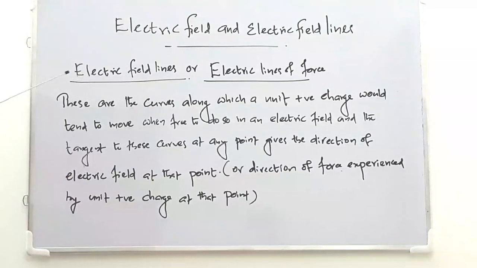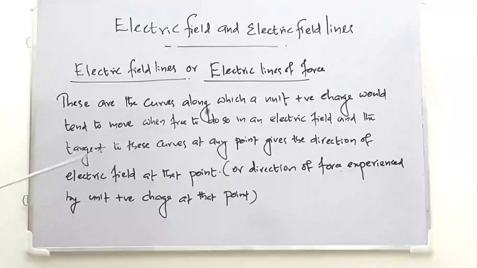Now, another term, that is electric field lines or electric lines of force. These are imaginary lines or a theoretical concept used to represent electric field. Now, what is the definition of electric field lines? These are curves along which a unit positive charge would tend to move when free to do so in an electric field, and the tangent to these curves at any point gives the direction of electric field at that point.